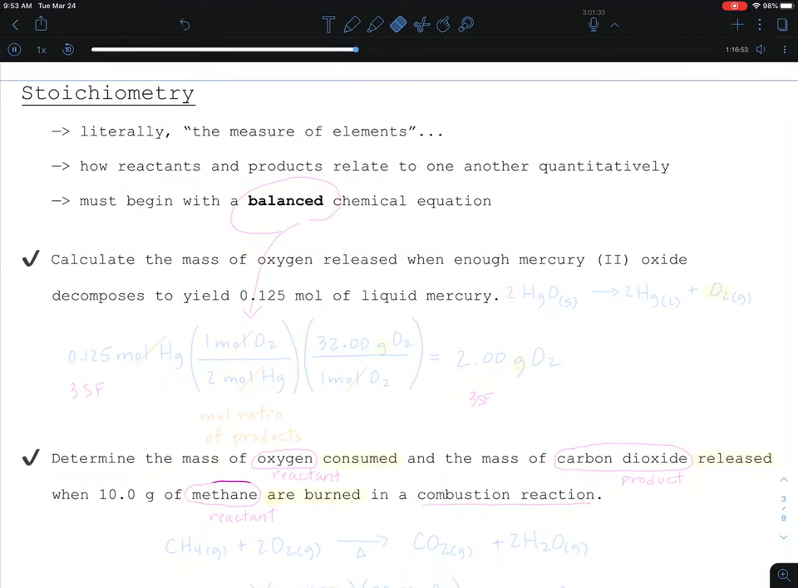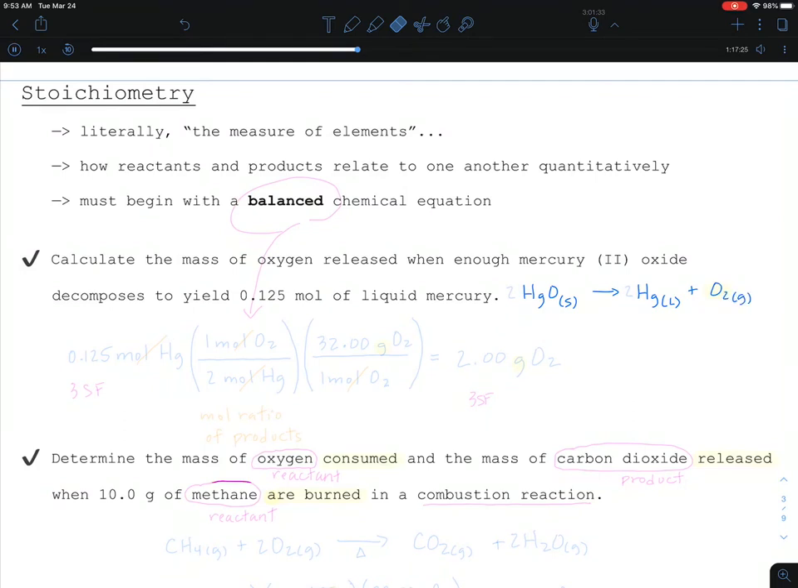So let's first draw out mercury 2 oxide. So HgO, right? And this will be a solid. And this is going to decompose. So off it goes. Those are your reactants. Now on the other side, what are you going to get? Well, you're getting liquid mercury. And you're going to get oxygen gas.